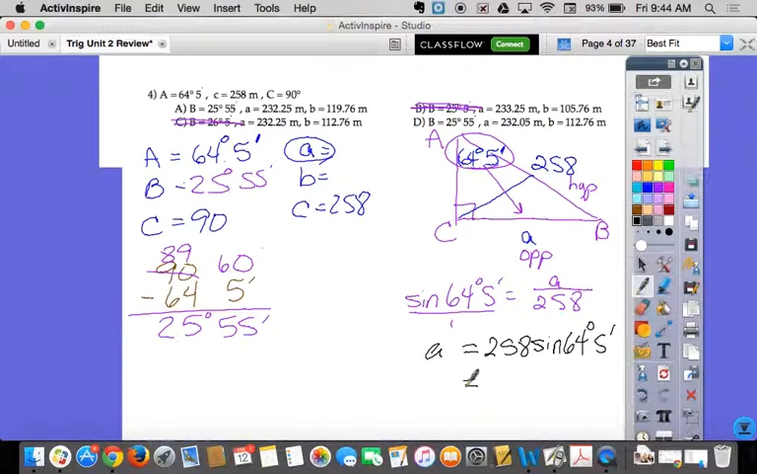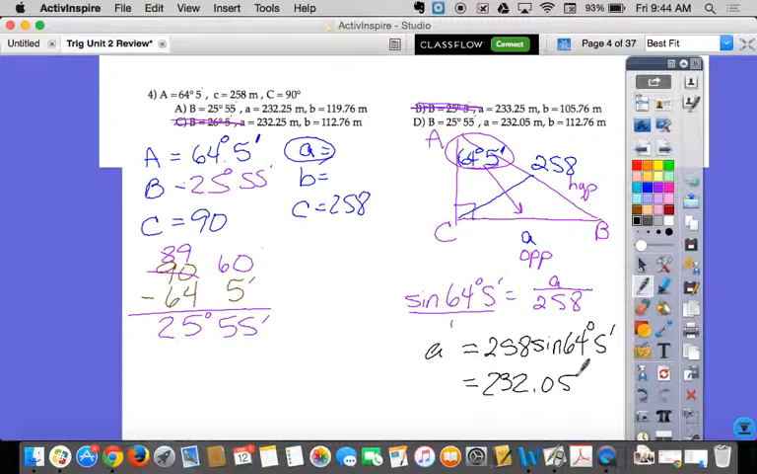You don't have to do any division. All of your numeric information is on one side. So 258 times sine 64 plus 5 divided by 60. And that comes out as 232. Now it does say 0.05. So if we want to get all technical, it's like they went to 2 decimal places on that.